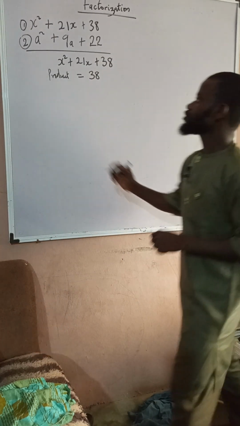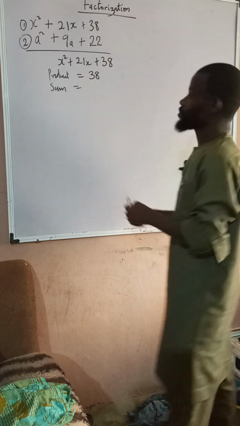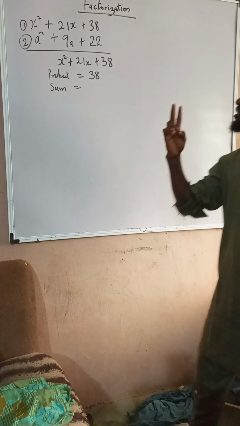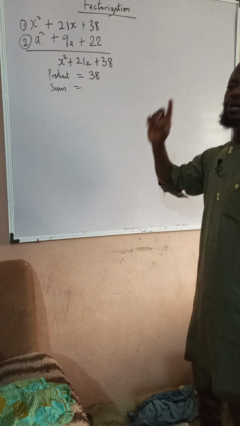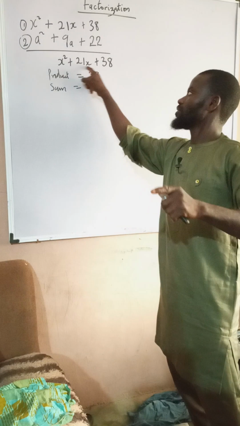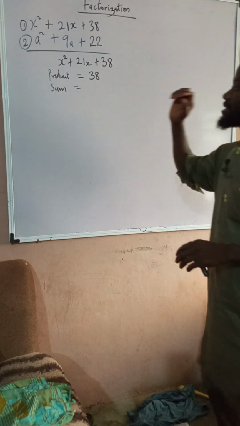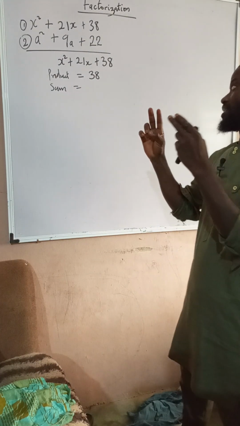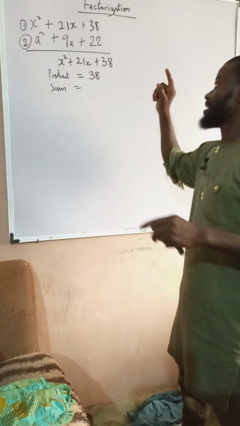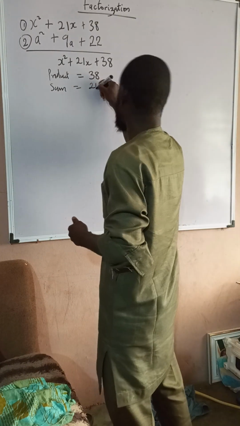All right. Now the sum of the roots, our sum is equal to what? It is 21. You look for two numbers such that when you add or subtract them, it will give you the middle term, or the second term. Listen again. You look for two numbers that, if you add or subtract them together, will give you 21, and that same pair of numbers, if you multiply them, will give you 38. Our sum is 21, right? We know our sum of the roots is 21.